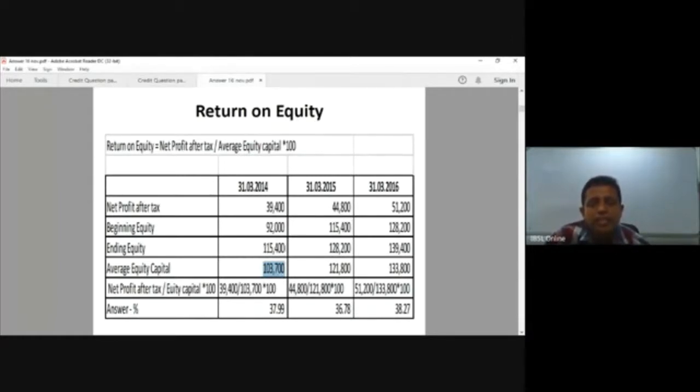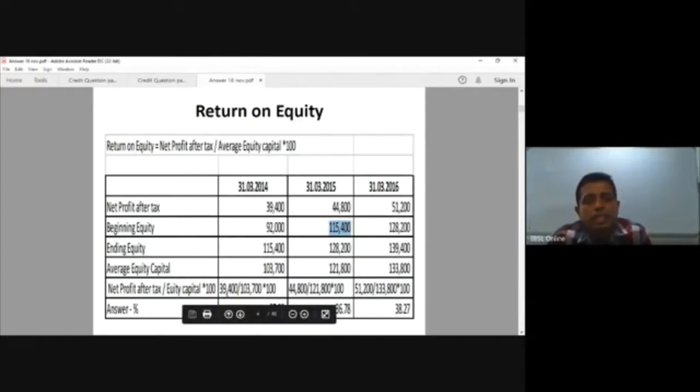115,400 is the ending equity of 2014. That will be the beginning equity of 2015. Then we have to calculate the ending equity of 2015. How do you calculate?